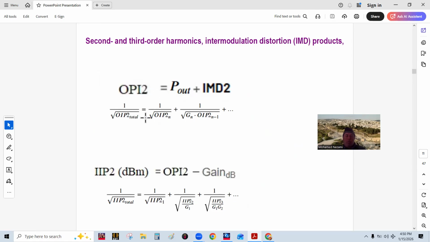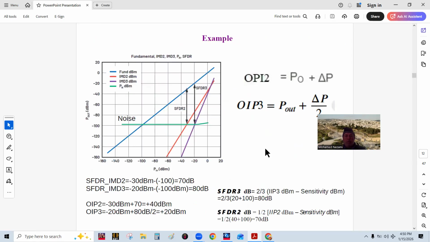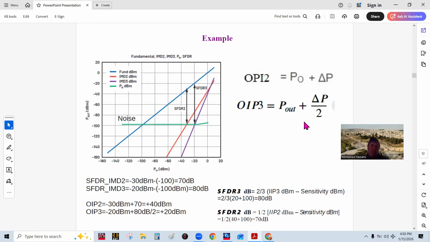Now, the overall combination of a series chain of nonlinear devices for the receiver is computed as this, and it's proportional to 1 over the square root of the OIP2, which is the output second order intercept point. On the input, all you need to do, using this equation here, is just subtract the gain of that individual stage. Let's do a numerical example in here.